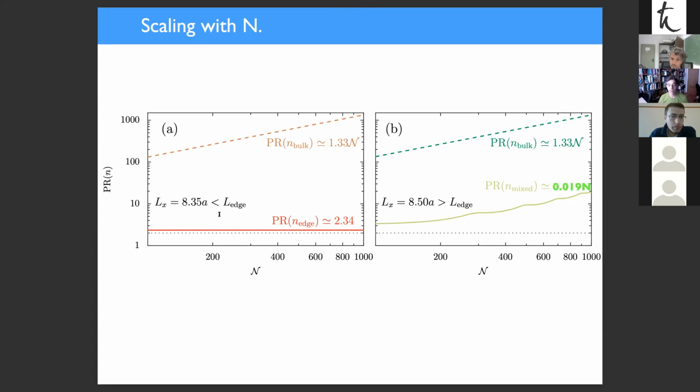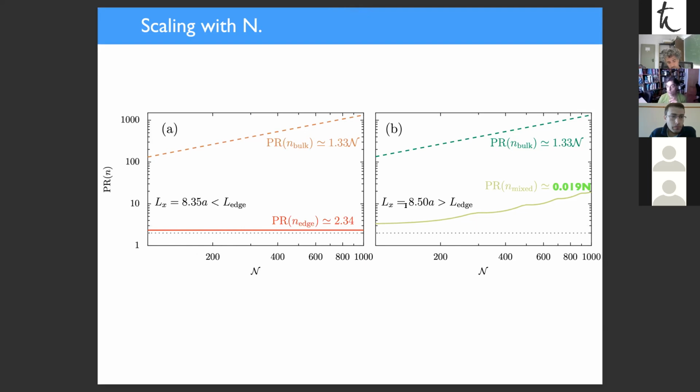And this can be seen if we do the same as a function of the number of dimers in the chain. Then you see that you always have a mode that has a participation ratio of the order of 2, but importantly, it is not important that it is of the order of 2. What is important is that it does not depend on n at all. And you have something that depends linearly, that are all the rest of the modes.